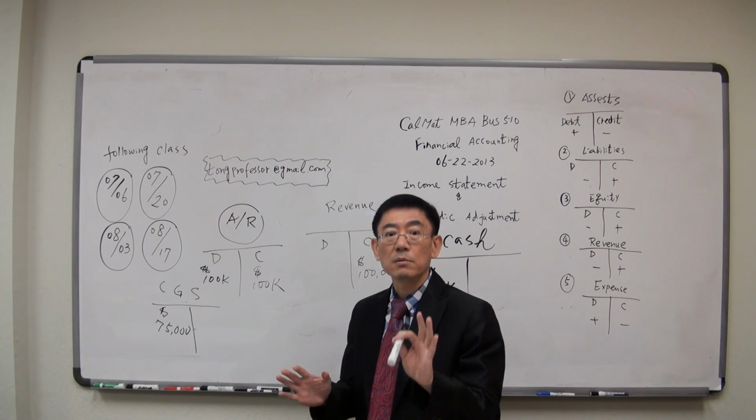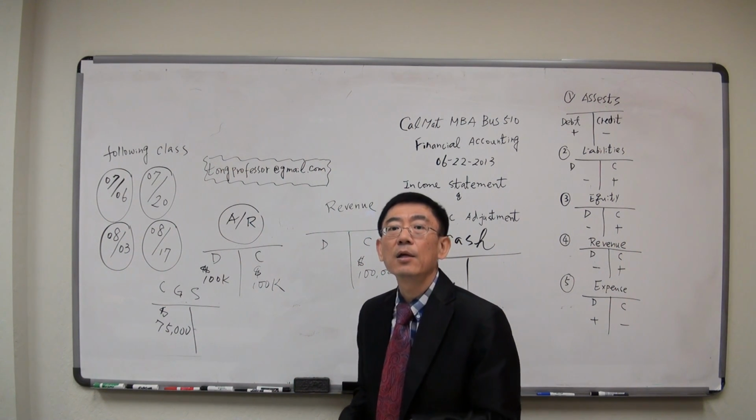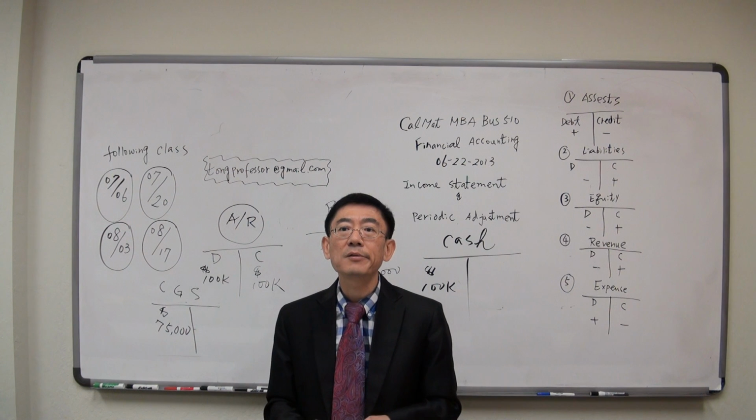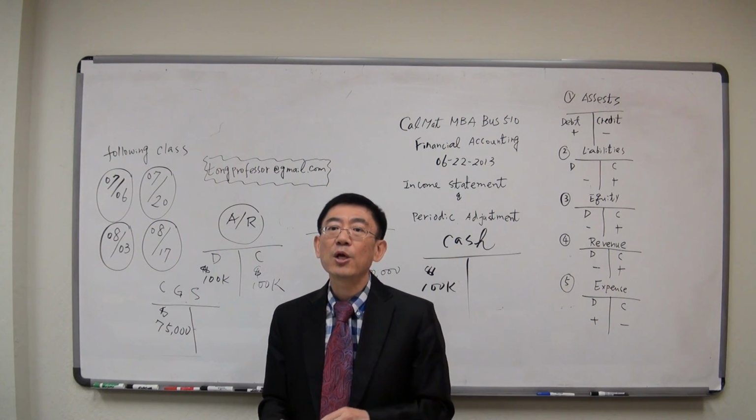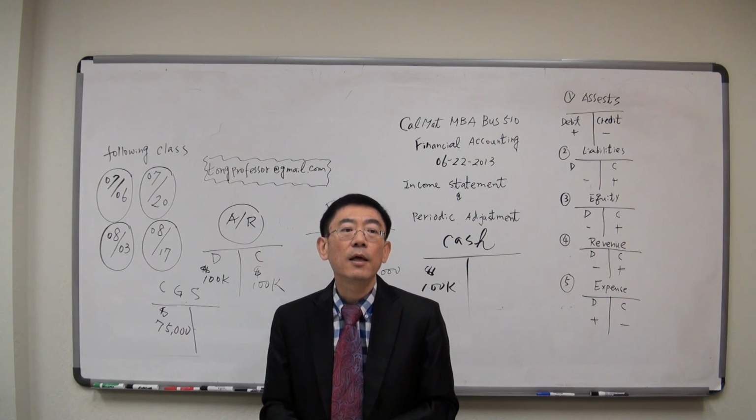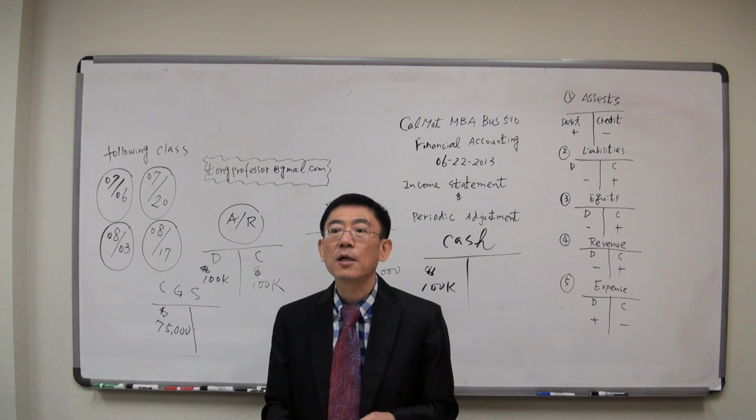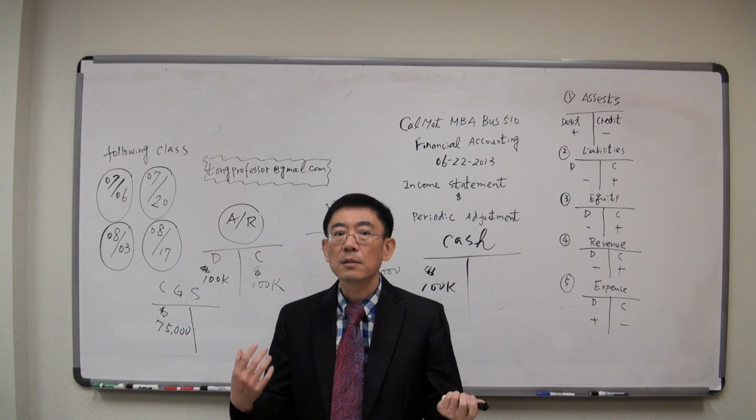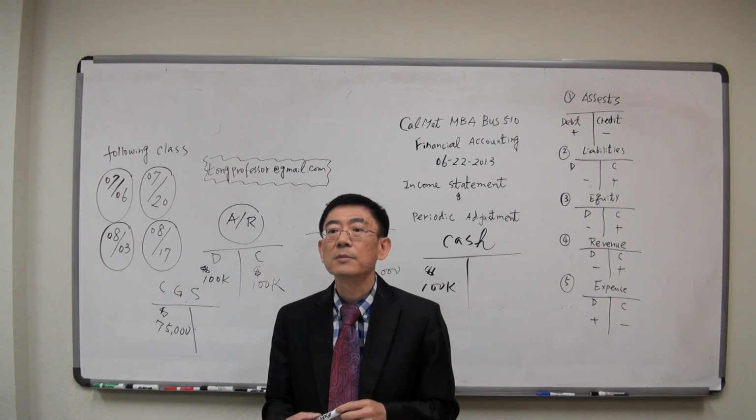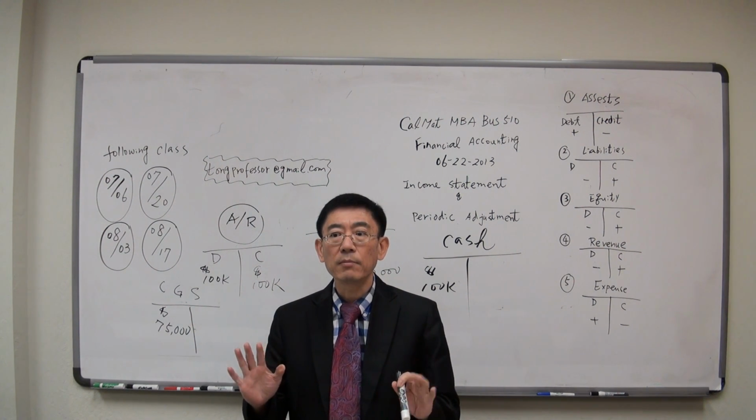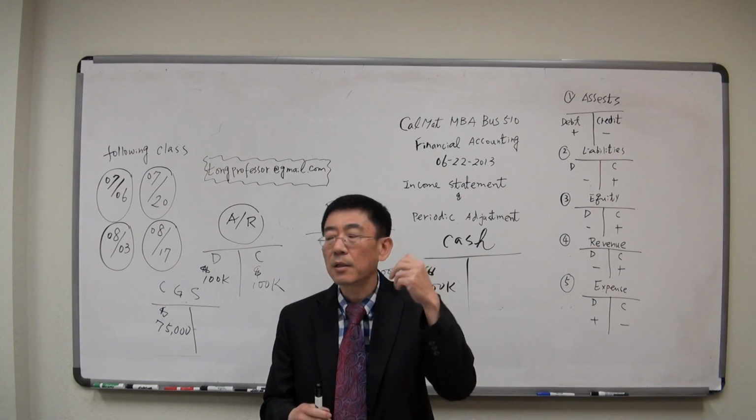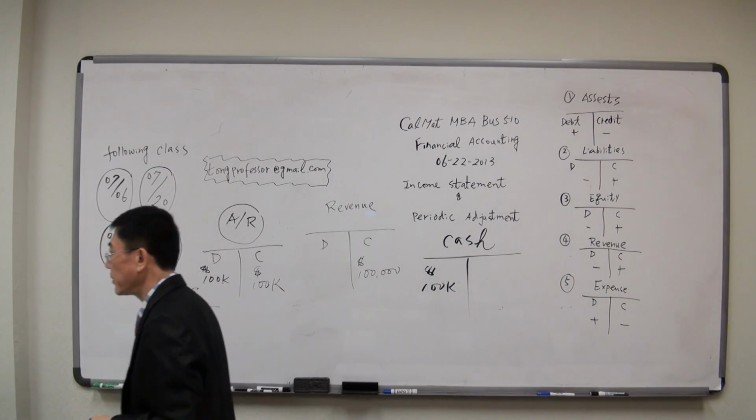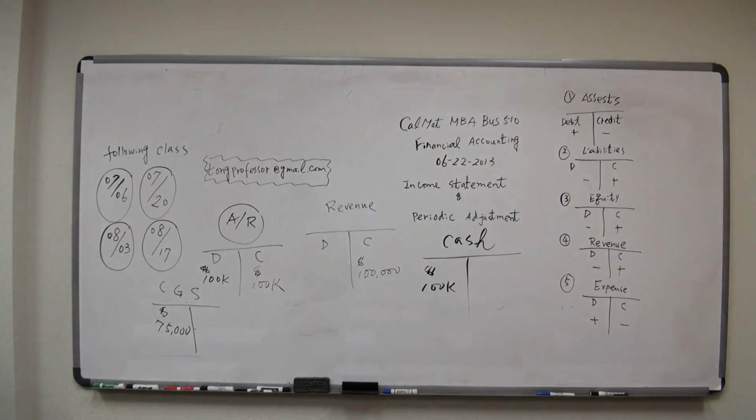So on the day your company received this $100,000, you have a cash increase, so debit side, then you finish this accounts receivable. So accounts receivable on the credit side. So far so good, right? So this is the idea about the income statement. Any questions so far?